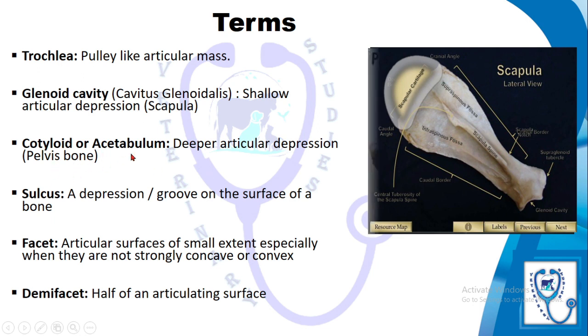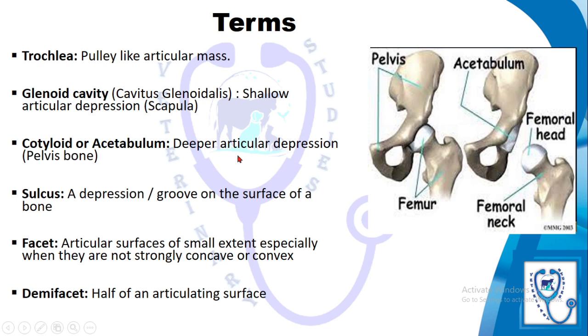Cotyloid or acetabulum. Acetabulum is a deeper articular depression in a pelvis bone. This is a pelvis bone, and there is a deeper articular depression in the pelvis bone called acetabulum. The head of the femur is fixed in this acetabulum to form a hip joint.